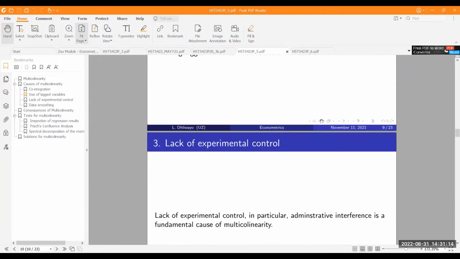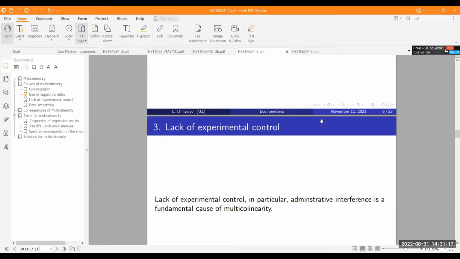Third, lack of experimental control. Lack of experimental control, in particular administrative interference, is a fundamental cause of multicollinearity. So if there is administrative interference on the inflation, does it affect exchange rate? Does it affect price? Does it affect all the others? It does. Obviously, it does affect, because they will be working with something that has been interfered with or tampered with. So, lack of experimental control.